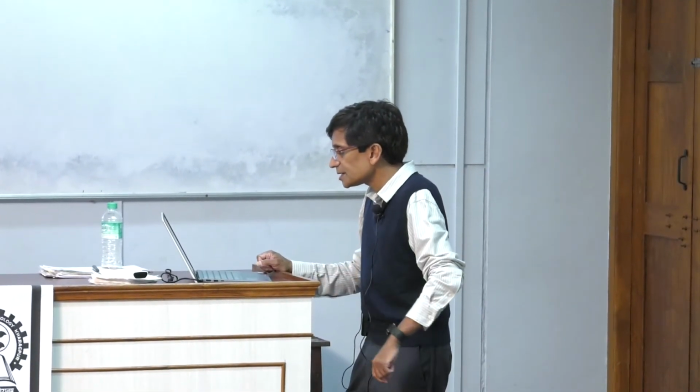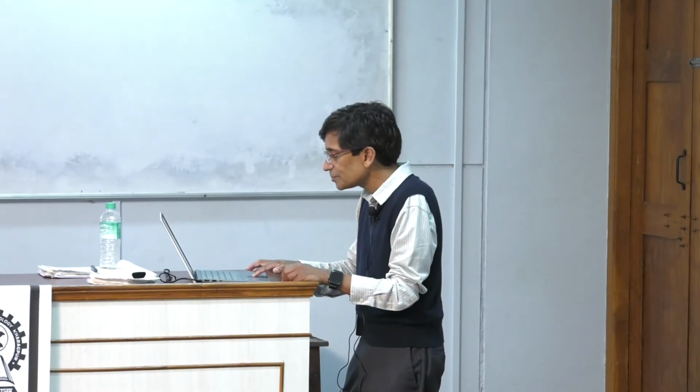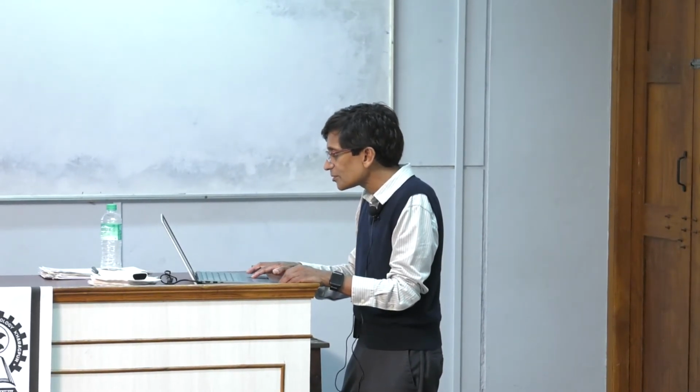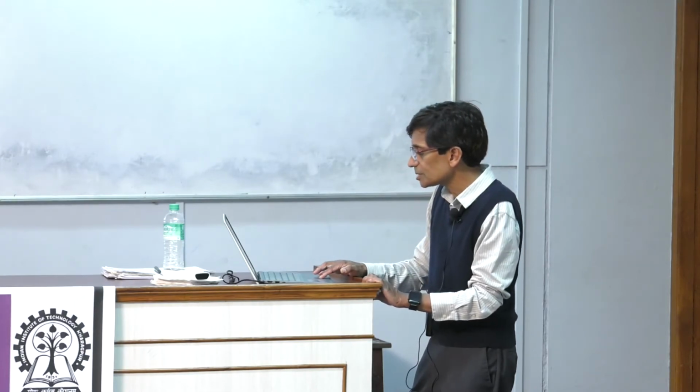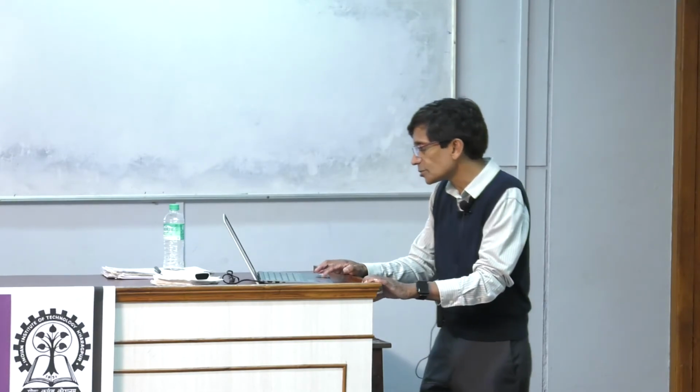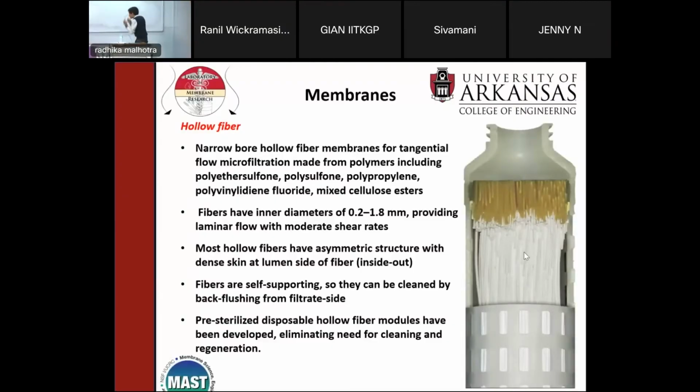All right, so let's talk then a little bit about the various sorts of membranes. So we have narrow bore hollow fiber membranes for tangential flow microfiltration made from polymers including polysulfone, polyether sulfone, polypropylene, PVDF, and mixed esters. I think all of you have seen hollow fibers. So basically, these are the fibers here. If you look at these, these are going to be little tubes like this. That's what these white things represent, and they've got porous walls. Your feed flows inside here, and you remove permeate from the walls.